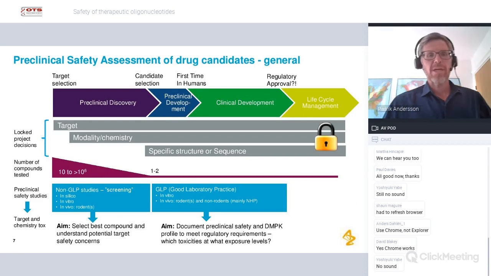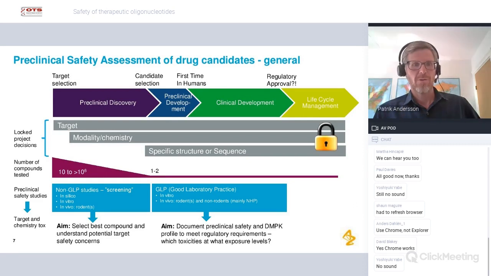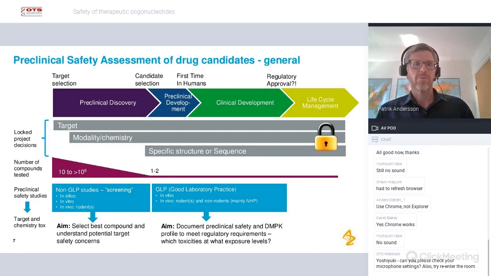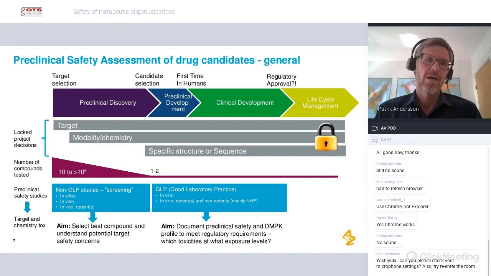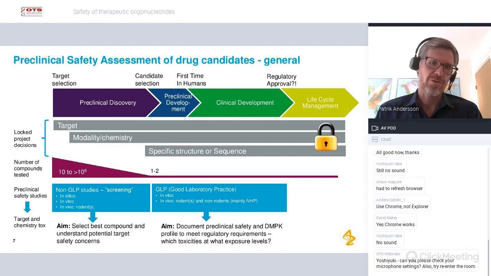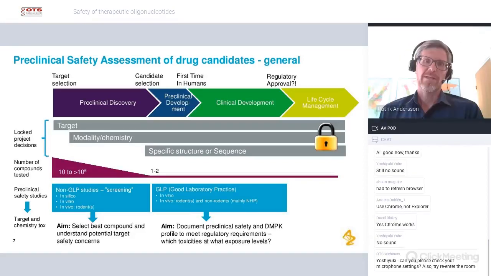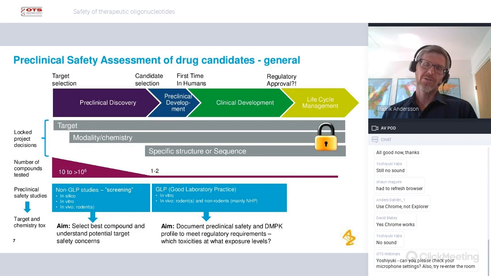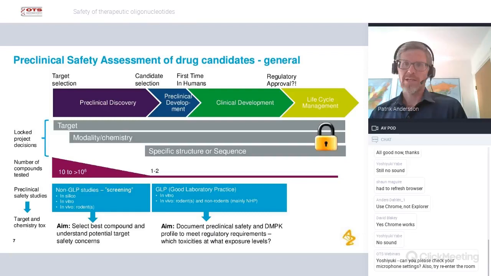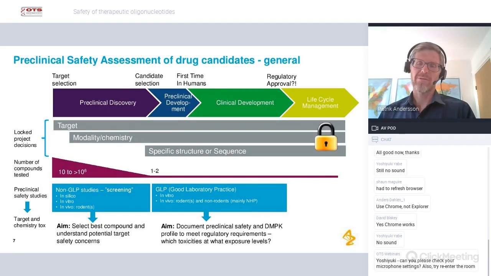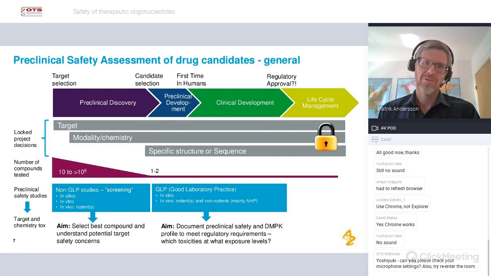The aim here is really to select the best compound, the one that, from a safety perspective, has the best safety profile, and also to understand potential target safety concerns. The GLP phase would then start when you have selected your compound. This is more extensive studies, more dose levels, more animals, etc. But you also run some in vitro assays there as well.